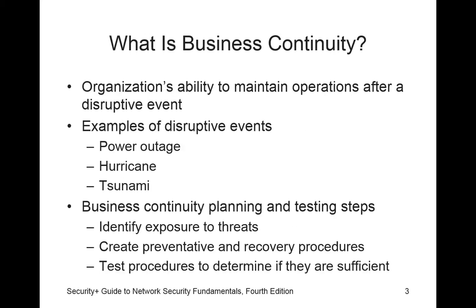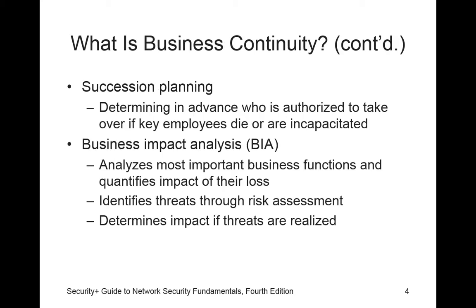Some types of disruptive events could be a power outage, a hurricane, or a tsunami. They could be a tornado, that affects you by doing other things. Business continuity plans, you've got to identify the exposure or the threat, create preventative recovery procedures, and then test those procedures to determine if they're correct.